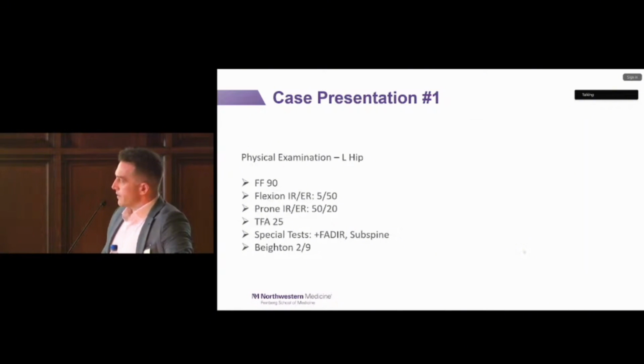So this is her exam. Mainly had issues with the left hip, so we'll focus on that. Looking at her range of motion, so in flexion, she had 5 degrees of internal rotation, relatively normal external rotation. Then prone, she had 50 degrees of internal rotation, and a little bit limited external rotation. Thigh foot angle looks normal. Pain with provocative impingement maneuvers, so straight flexion, internal rotation, and she did not appear to be hypermobile.